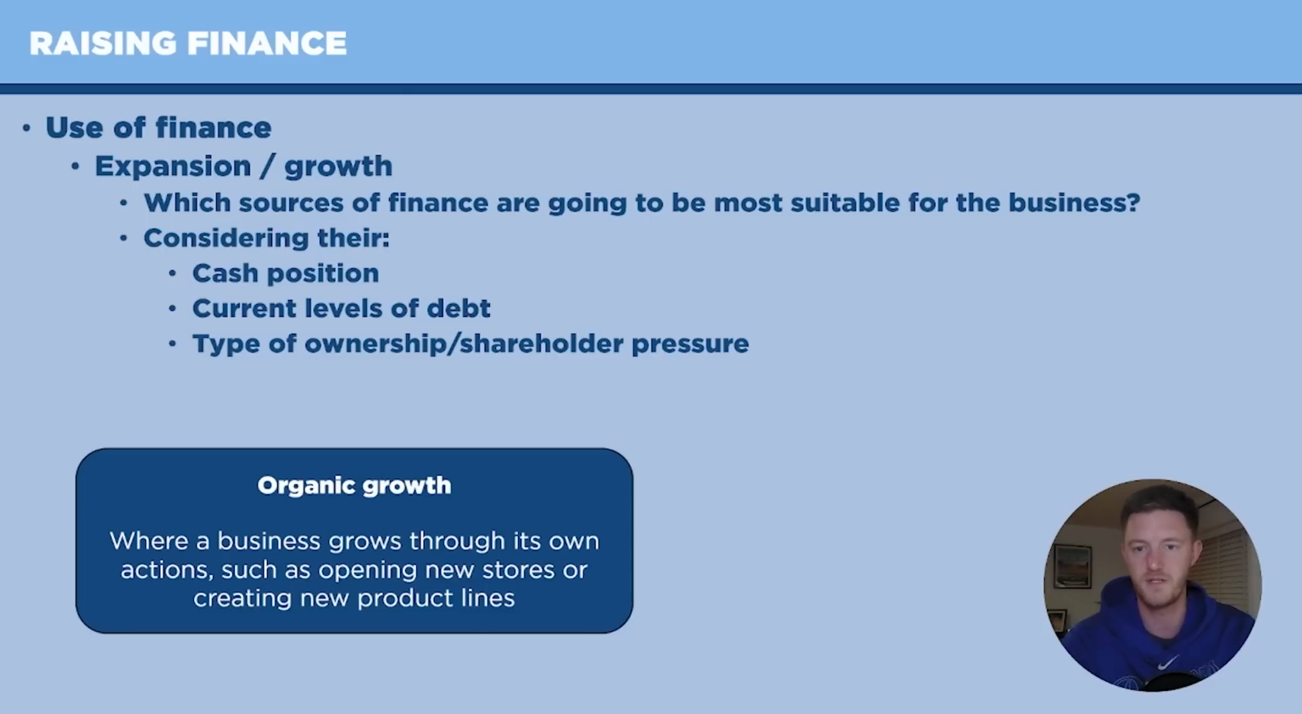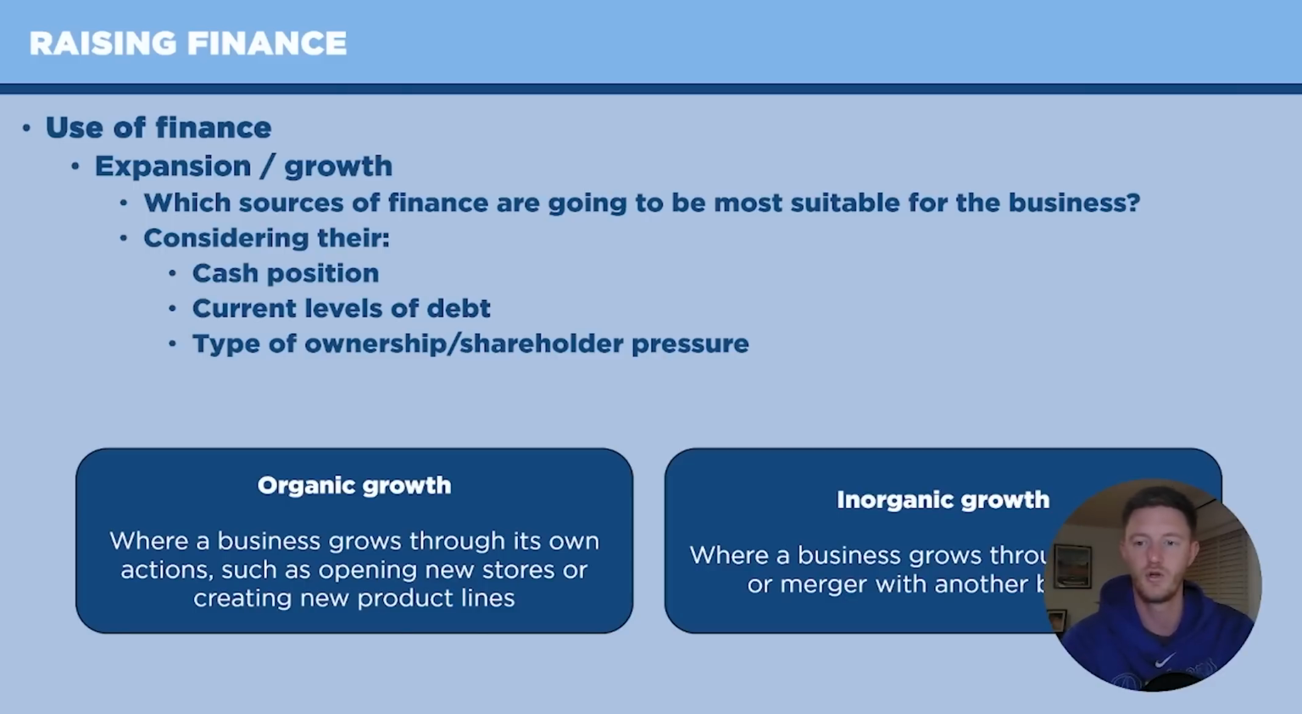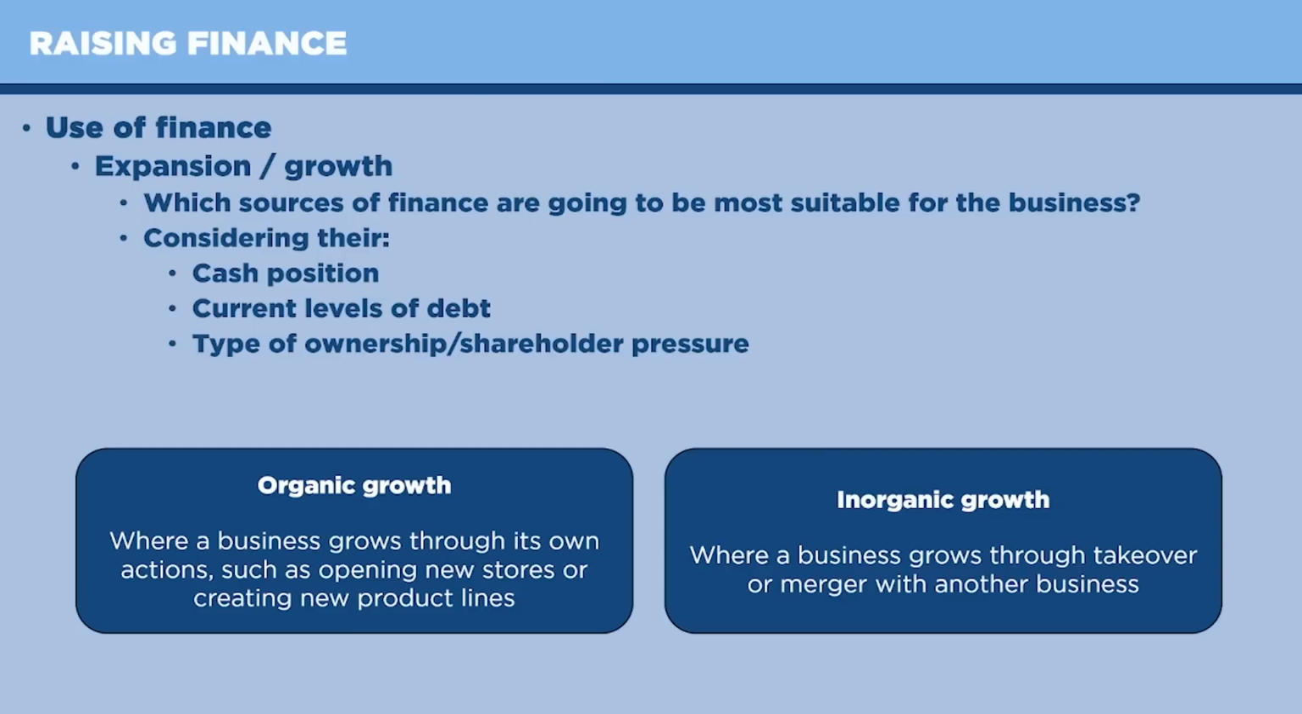Organic growth is where a business grows through its own actions, such as opening new stores or creating new product lines. Inorganic growth is where a business grows through a merger or a takeover with another business. I'll hide myself so you can see those key terms there. So that's organic growth and inorganic growth.